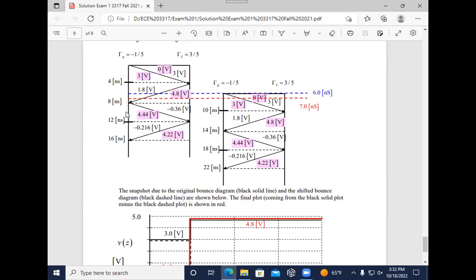Well, remember, this is distance running this way. This is time running this way. So this is the beginning of the line. This is the end of the line, right? So this, for example, is halfway down the line. So right here, that is 1/4 of the way down the line, in other words, 0.25 L. Do you agree?